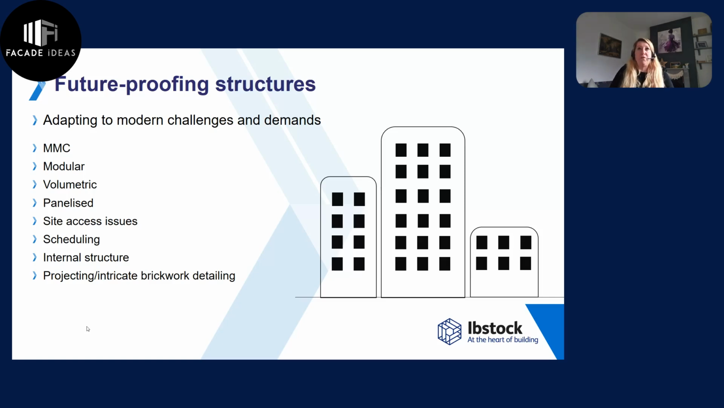Solutions of modular, volumetric and panelised systems are taking design and construction to new levels, and we need to meet those demands. Buildings are taking up less footprint and going higher than ever, so our portfolio of products and what we can offer to architects and specifiers need to adapt to see these new developments through.